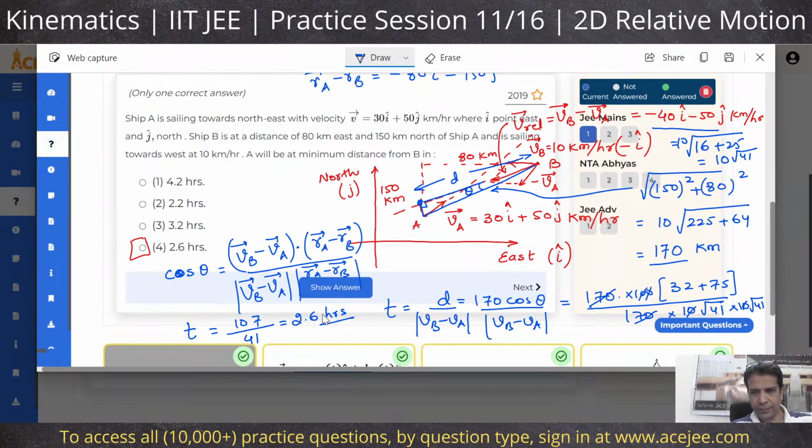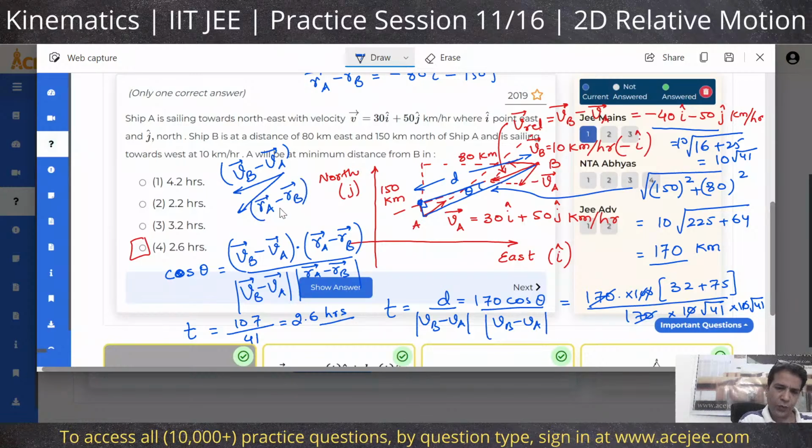Sir, can you explain the cos theta part once? Acha beta. Cos theta is, we're trying to figure this angle out. So we have two vectors. So this angle is between what vector and what vector? This is between this vector, which is along the direction of VB minus VA, and the other vector is RA minus RB.